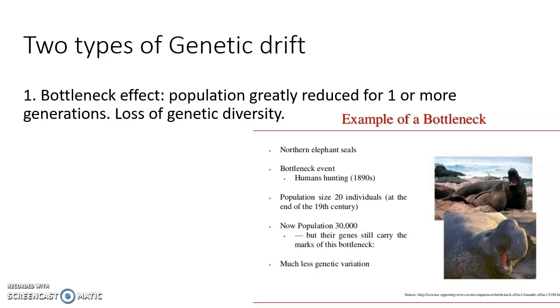There are two types of genetic drift. The first one is the bottleneck effect, what you saw in the previous image, and if you need to, you can go back to look at it. Populations are greatly reduced for one or more generations, so it's the loss of genetic diversity.